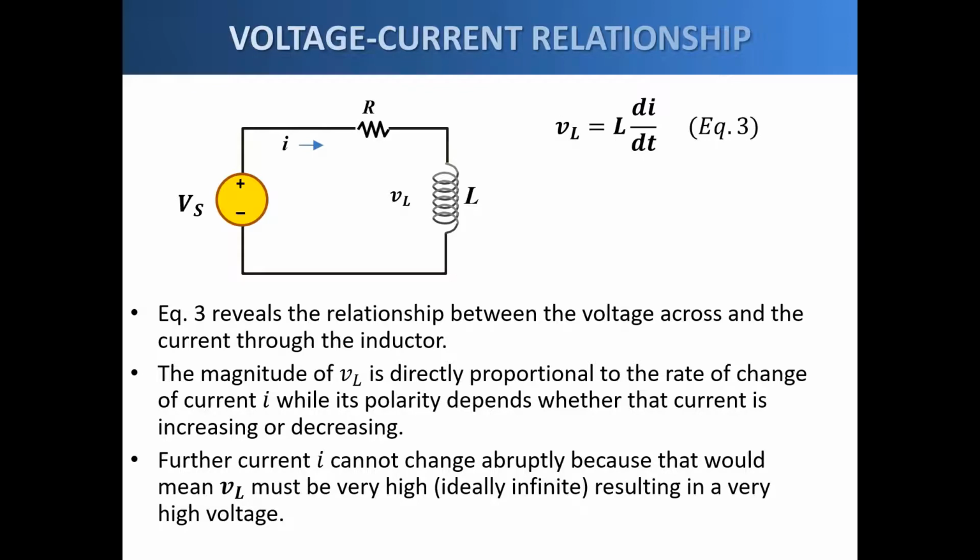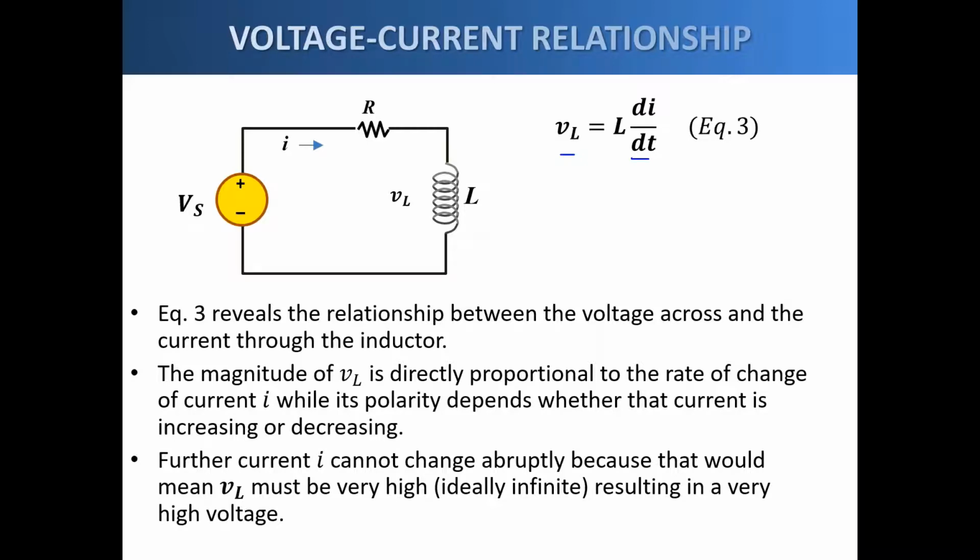Equation 3 shows the relationship between the voltage of the inductor and the current through the inductor. But it also tells us a lot more. For example, it shows that the magnitude of the voltage V sub L is proportional to the time rate of change of the current. The higher the time rate of change, the higher the magnitude of that voltage. The lower the time rate of change, the lower the voltage.